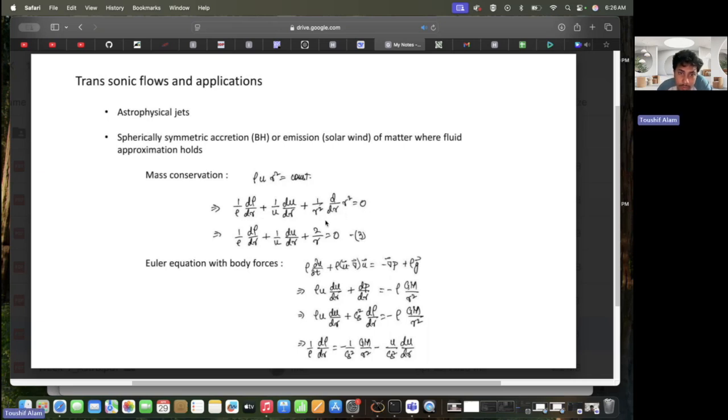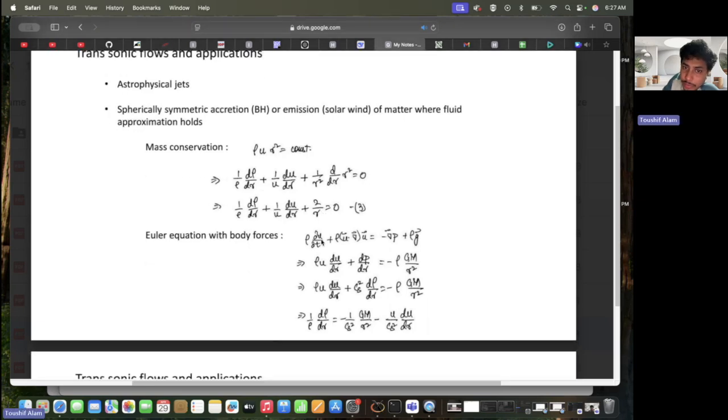So 1 by rho d rho dr plus 1 by u du dr plus 2 by r is 0. This will be 2r, so r cancels out, it will be 2 by r, right?